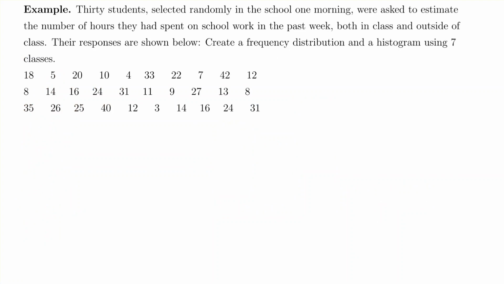Let's look at another example of a histogram. 30 students selected randomly in the school in one morning were asked to estimate the number of hours they had spent on schoolwork in the past week, both in class and outside of class. Their responses are shown below. Create a frequency distribution and a histogram using 7 classes. I'll explain what 7 classes means in a second.